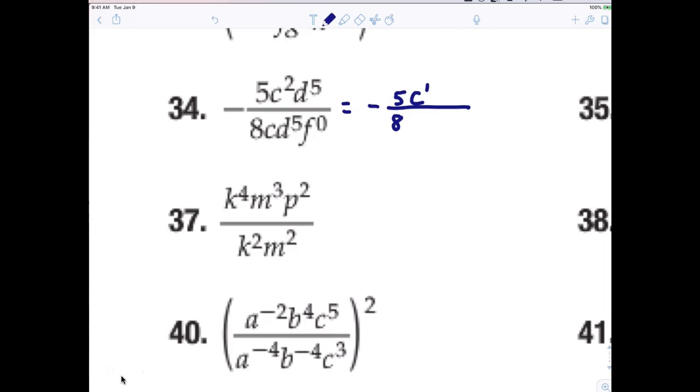F cancels also. So that's your answer. Everybody good with that? Right, because d to the 5th and d to the 5th cancel. And anything to the 0 power is 1, so that cancels also. How many C's up top? How many on the bottom?